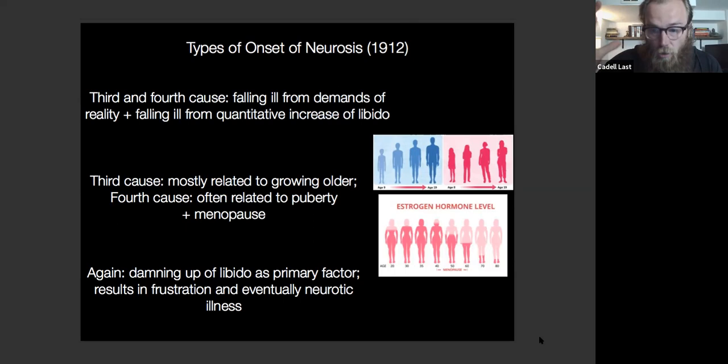And then with menopause as an example, you can also have a damming up of the libido, basically related to growing older. And this is another struggle, which I haven't put as much thought into, namely because I'm not a woman and I haven't experienced it, but it would be interesting to talk about that process in the discussion. The overall point I want to leave you with here, and I'm going to stop the presentation in a moment, is that the primary factor we're dealing with here is the damming up of libido and the frustration that that causes, ultimately leading to neurotic illness.